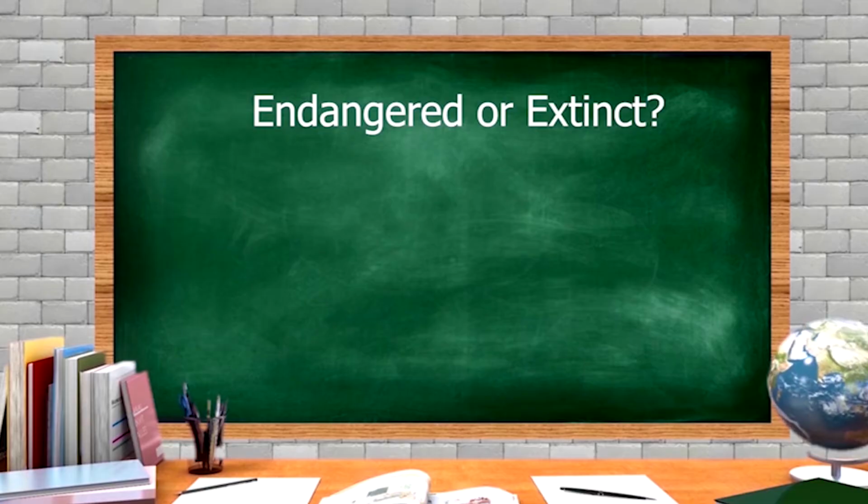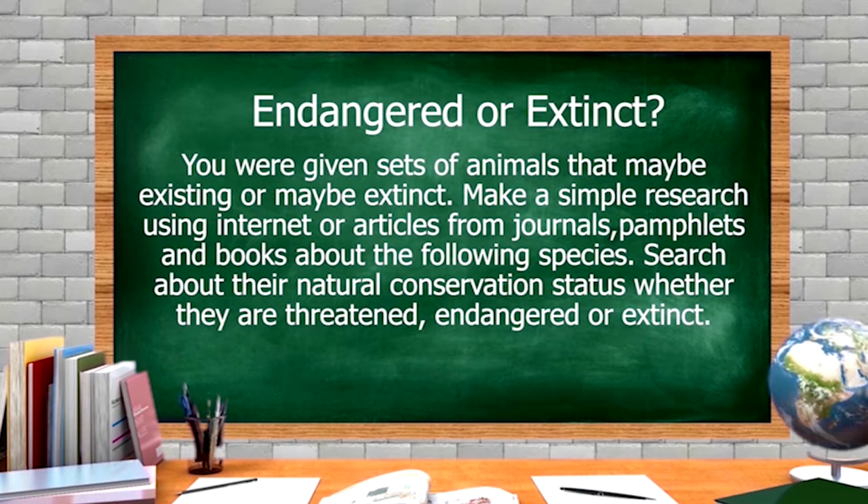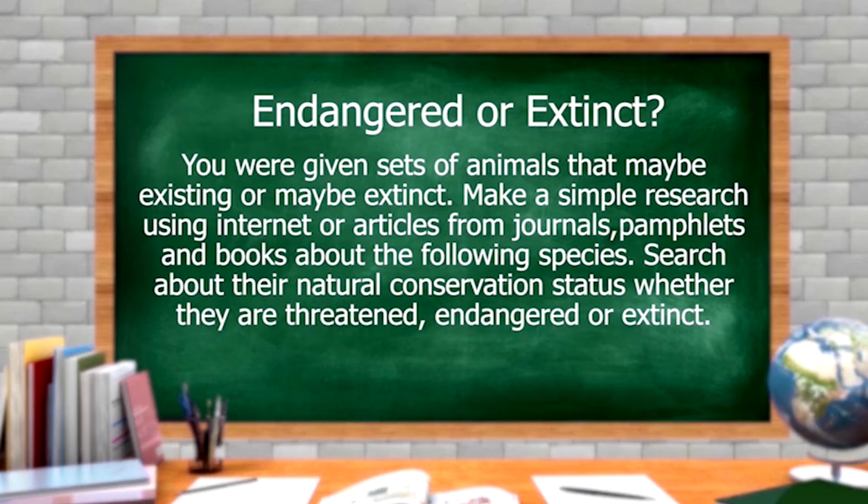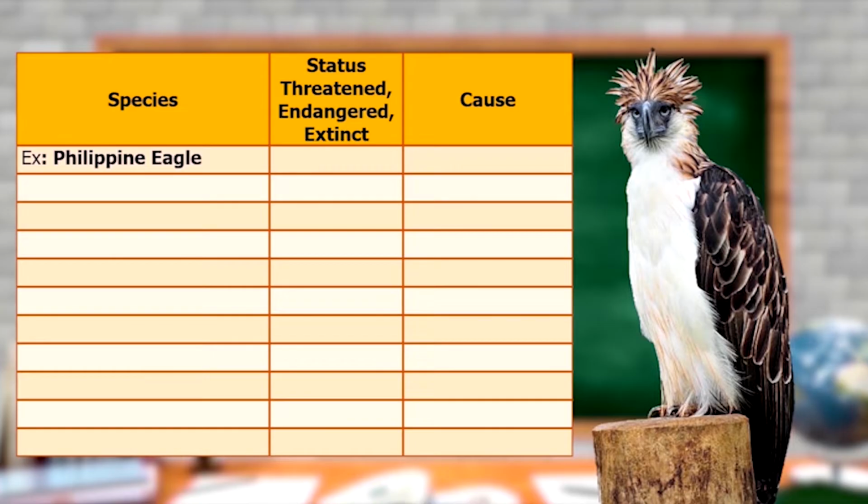Endangered or extinct. You were given sets of animals that may be existing or may be extinct. Make a simple research using internet or articles from journals, pamphlets, and books about the following species. Search about their natural conservation status, whether they are threatened, endangered, or extinct. Philippine eagle, as an example, is known for being an endangered species. This majestic bird was endangered primarily because of hunting and exploitation.